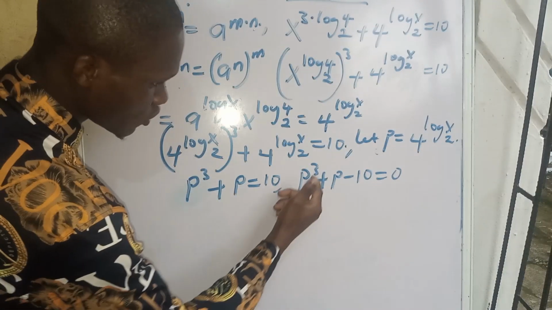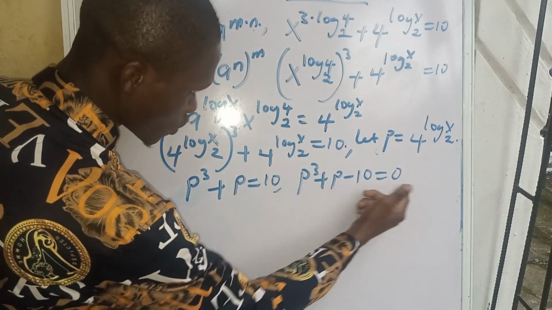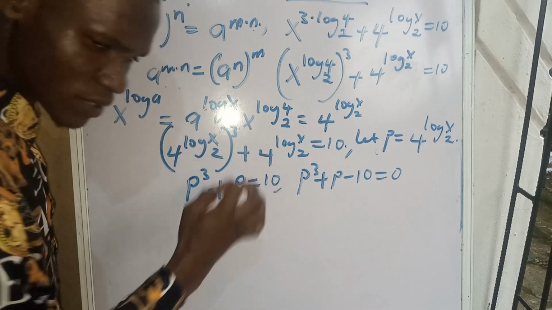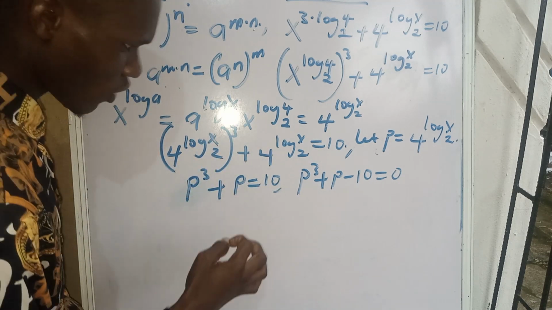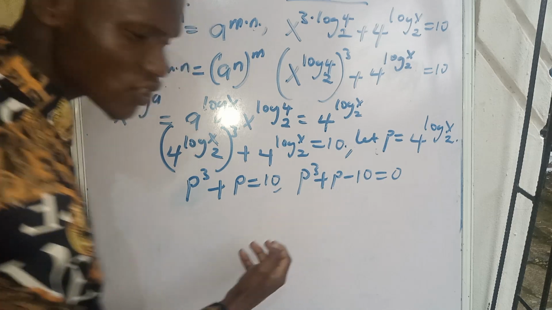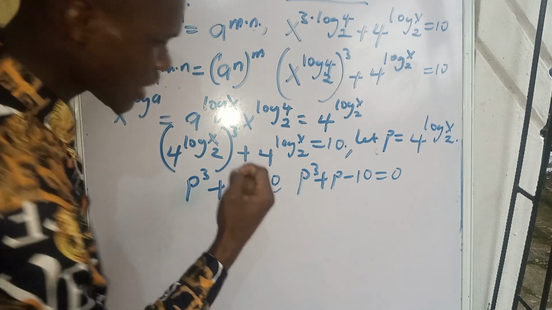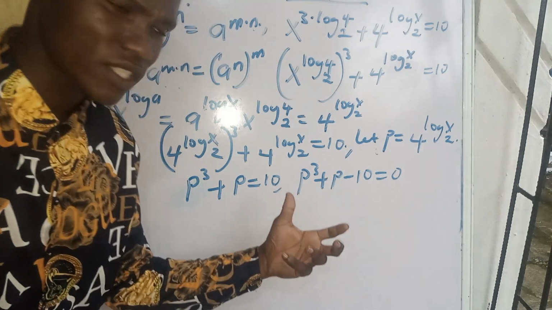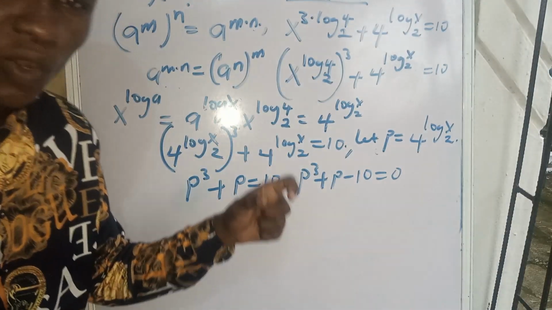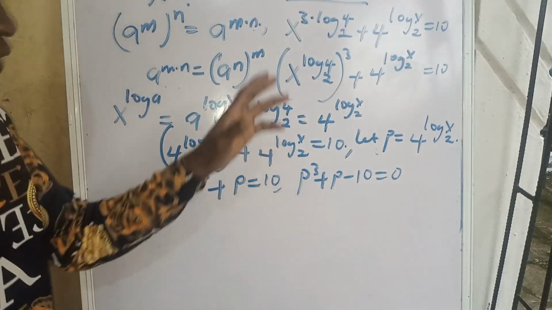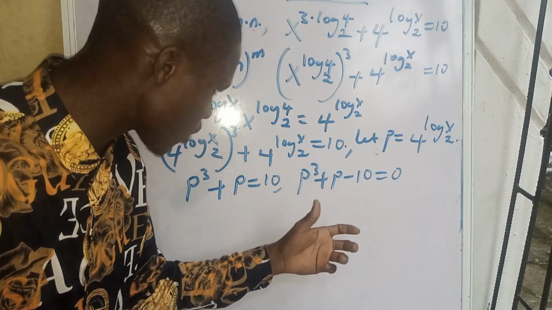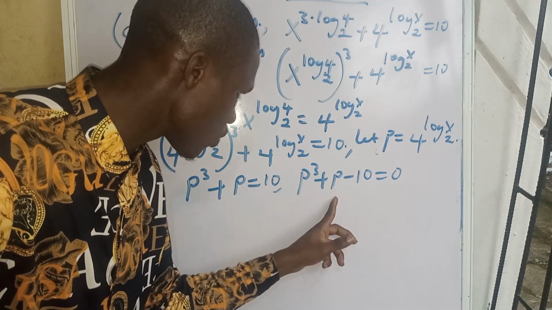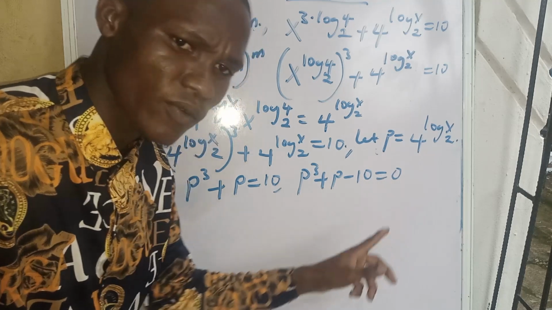Okay, since we've gotten p to the power of 3 plus p minus 10 is equal to 0, for us to solve a polynomial equation, something like this, can I say it's complex? No. This is a polynomial equation. How then can we solve it? The first thing we are going to do is think of a number. If we plug the number into this equation, we are going to have 0.